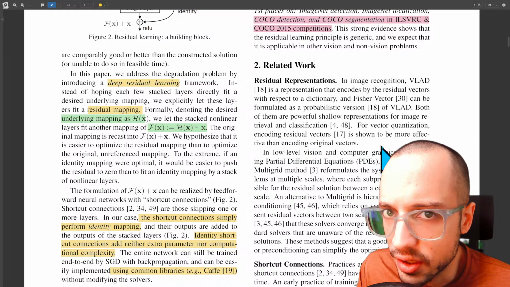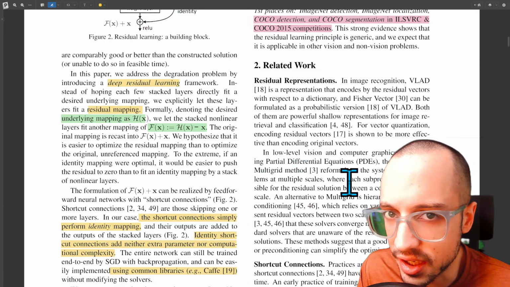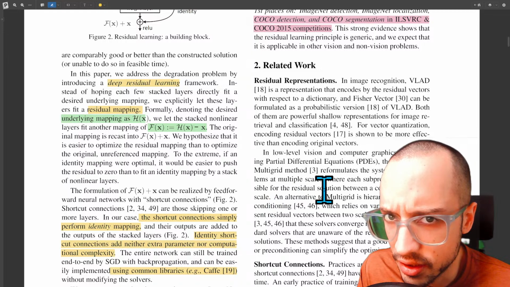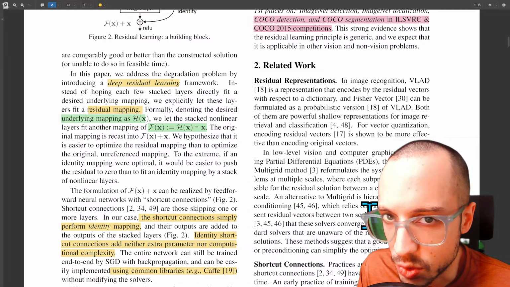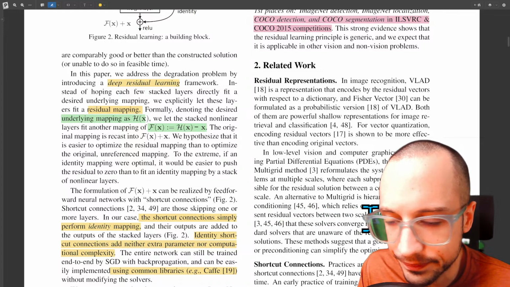In low-level vision and computer graphics for solving partial differential equations, the widely used multi-grid method reformulates the system as subproblems at multiple scales, where each subproblem is responsible for the residual solution between a coarser and a finer scale. An alternative to multi-grid is hierarchical basis preconditioning, which relies on variables that represent residual vectors between two scales.